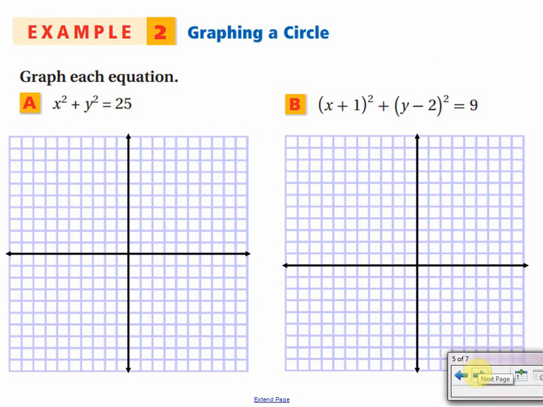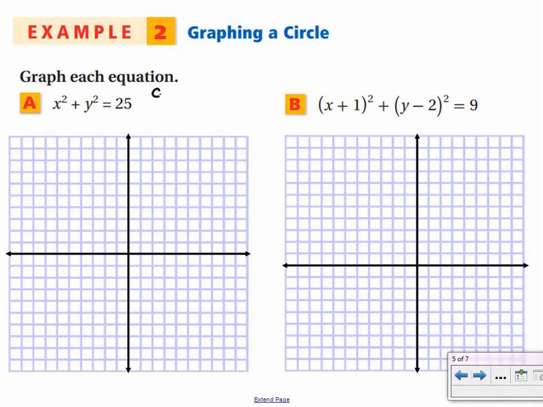Now I'm going to graph. So to graph a circle, you need to know two things about it. You need to know its center and radius. So I'm going to start by identifying the center and radius for each one, and then from there I'm going to sketch my graph. So x squared plus y squared equals 25.